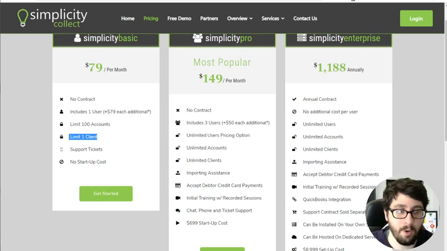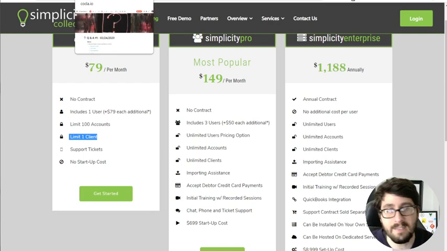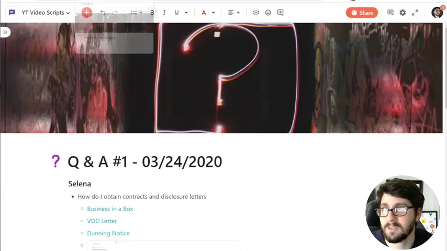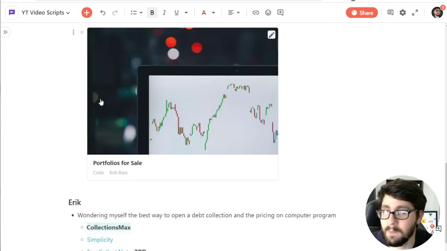Time and time again, I'm always going to recommend CollectionsMax. It just works. It's easy and it's quick and cheap to get started. Okay, where to buy debt?